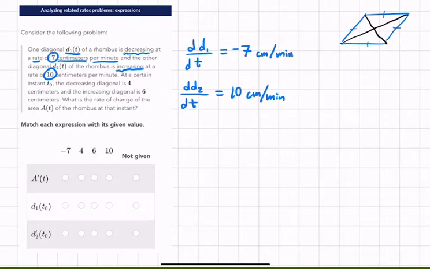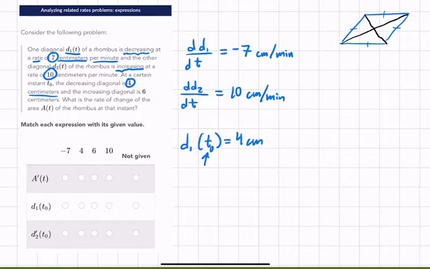And then it says at a certain instant, the decreasing diagonal, okay, the decreasing diagonal is d sub 1. So d sub 1 at a certain instant at t naught, the diagonal is 4 centimeters. That's what it says, 4 centimeters. Gives you a little label right there. So I plugged in this value of time, which we don't know, but because the problem is saying t naught, we know that it is a specific value. We don't know what it is though.